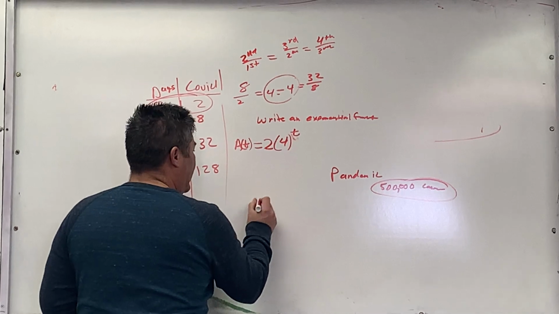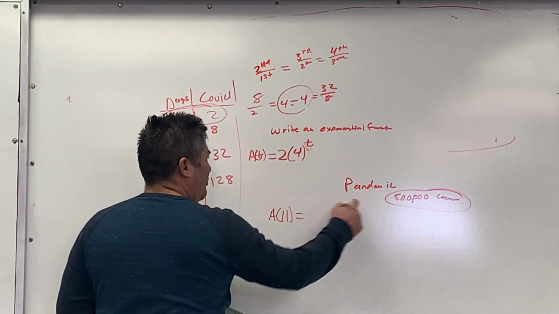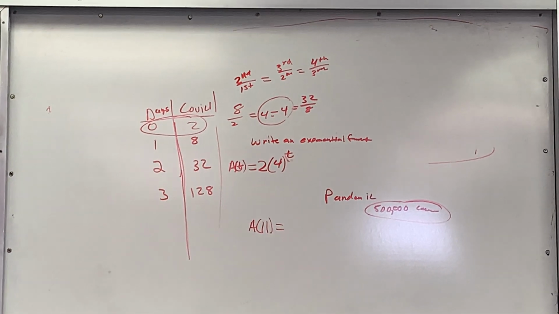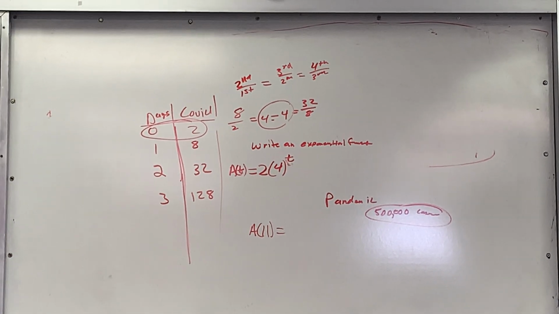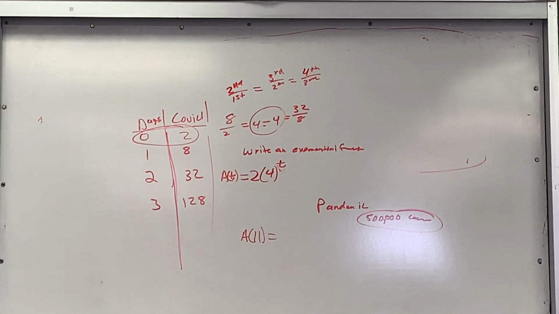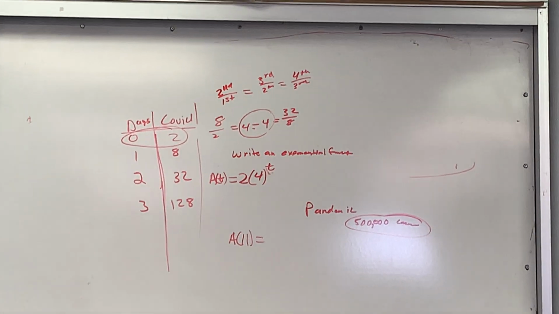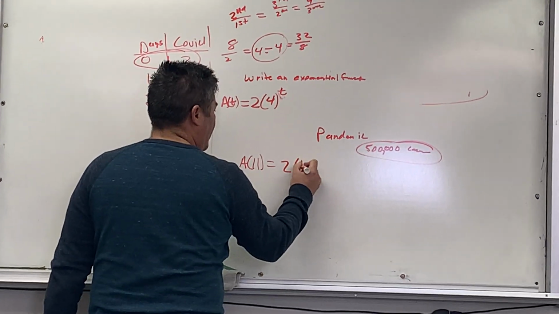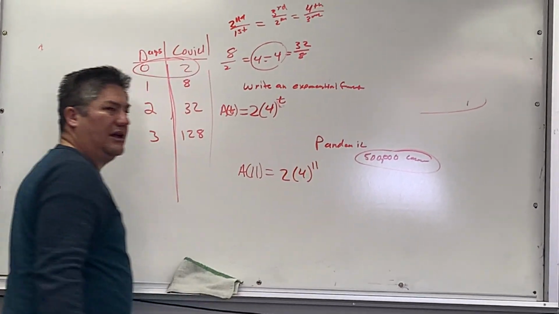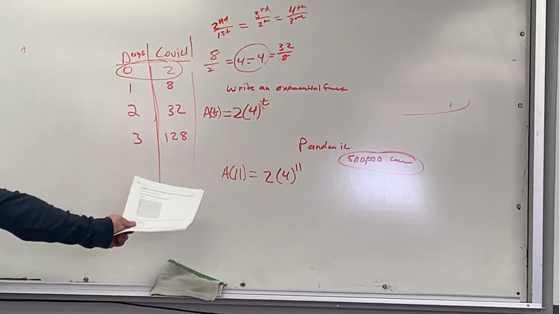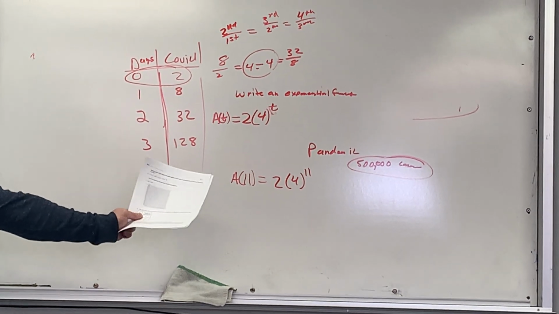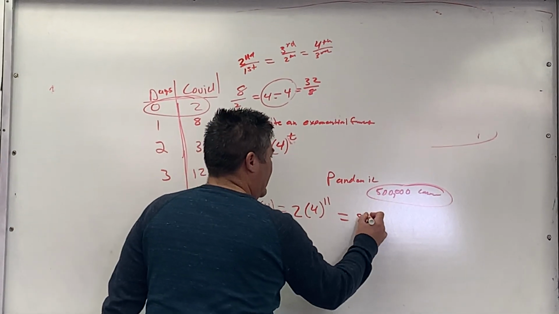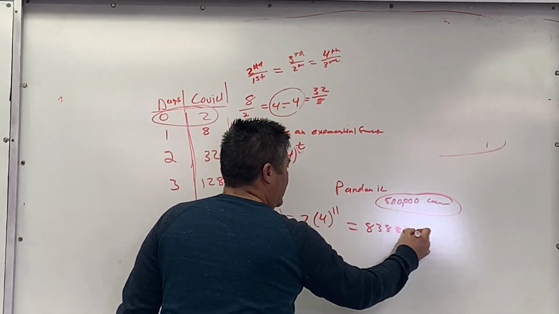In 11 days, a of 11, will we declare a pandemic or not? I really don't even know the answer right now. But I know how to find it. How do I find it? Put in 11 for t. Just see if in 11 days we're going to have 500,000 cases. 2 times 4 to the 11. That's all I got to do. Can you do it on your calculator just like that? Yeah, just use a parenthesis, use your exponent. What does it say? 8388608.